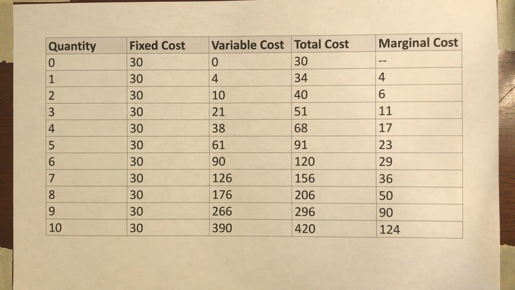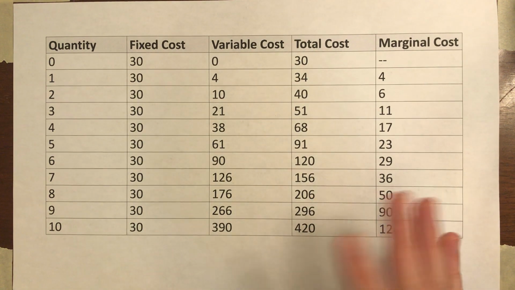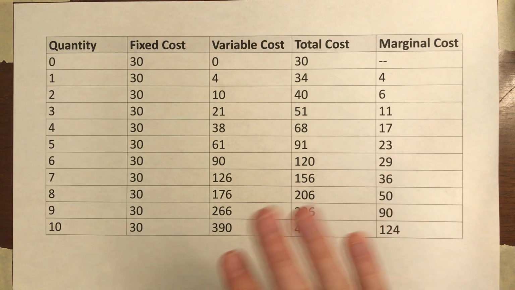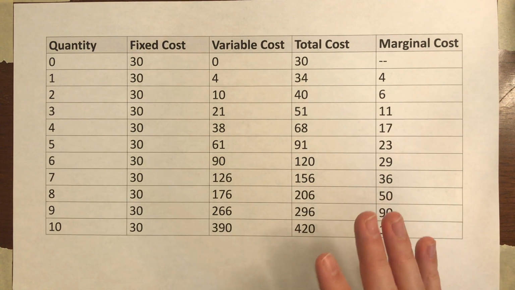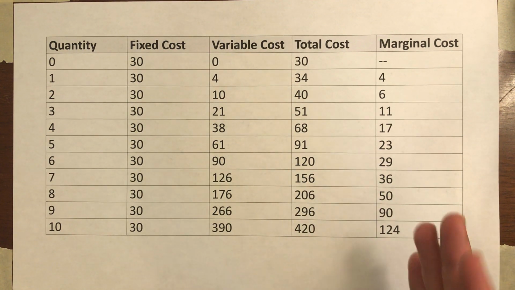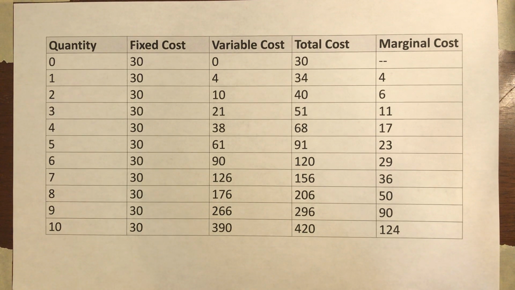Okay, so those are the categories of cost. And now that we have a firmer idea of cost and revenue, in the next video we can talk about maximizing profit, finding the level of output that earns you the most money. All right, so we're going to move on to that.